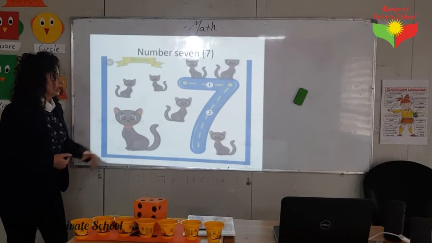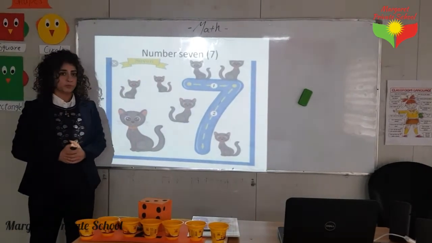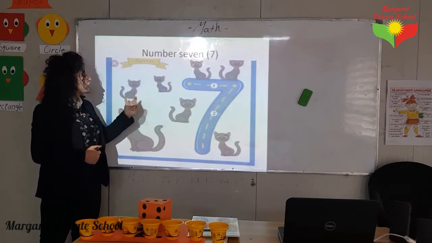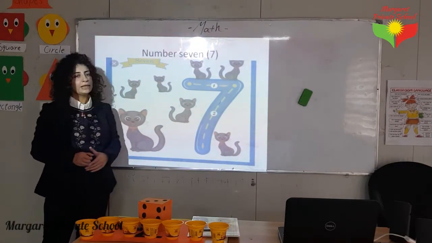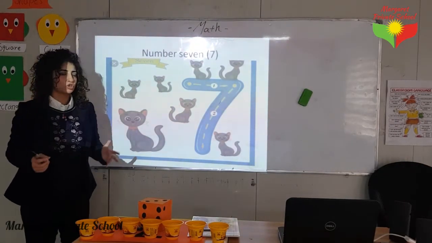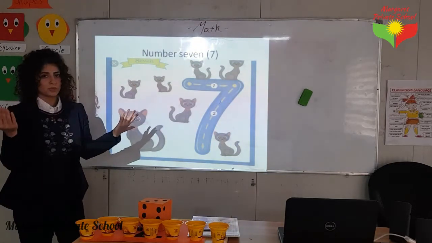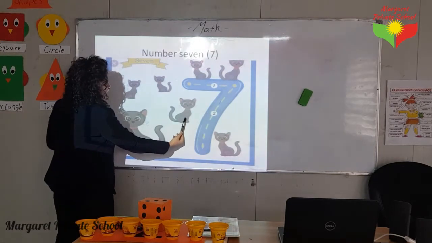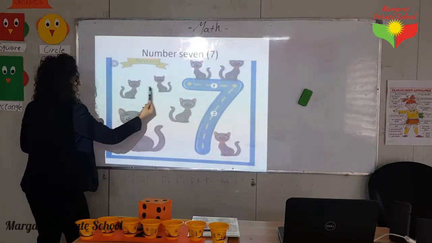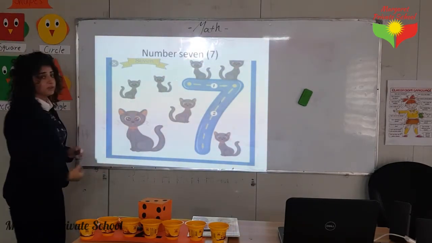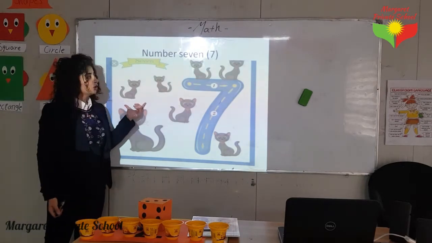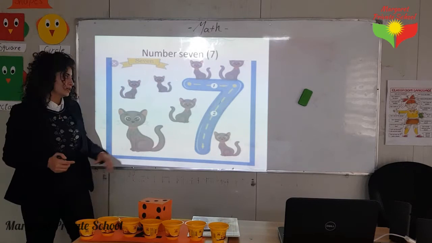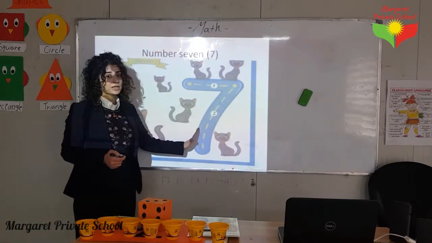Okay, in this picture, how many cups do you have? Let's count. 1, 2, 3, 4, 5, 6, 7. So how many cards do we have? We have 7 cards. So this number is 7.